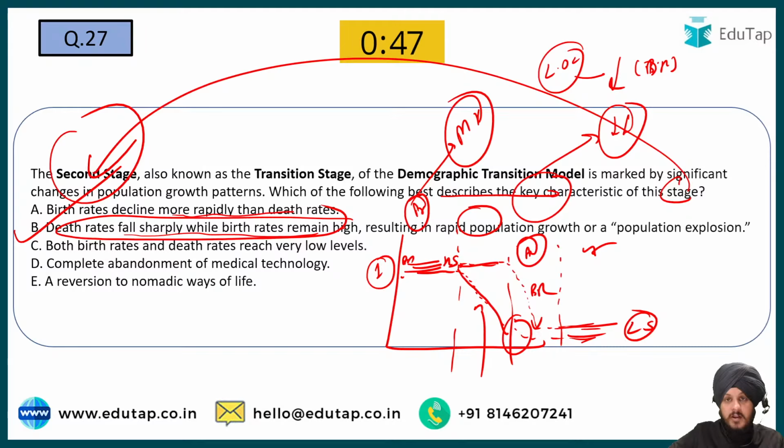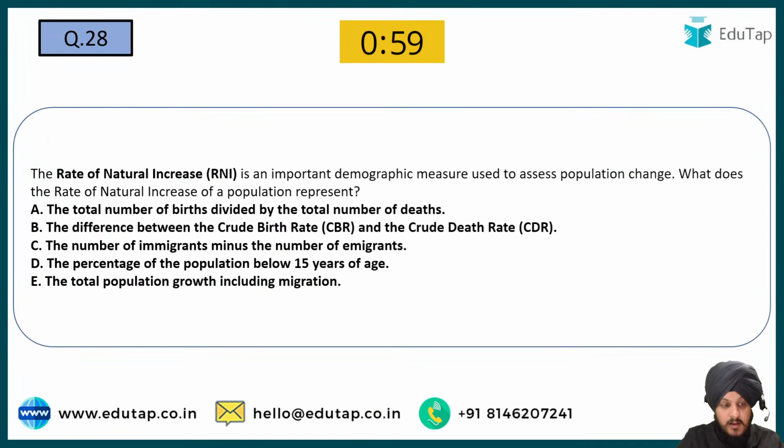Now moving on to question number 28. The rate of natural increase is an important demographic measure used to assess population change. What does the rate of natural increase of a population represent? The question is very easy, but the options can be a bit confusing. So please read the options carefully. Take your time, but don't give a wrong answer. Yes, so mark your answers.